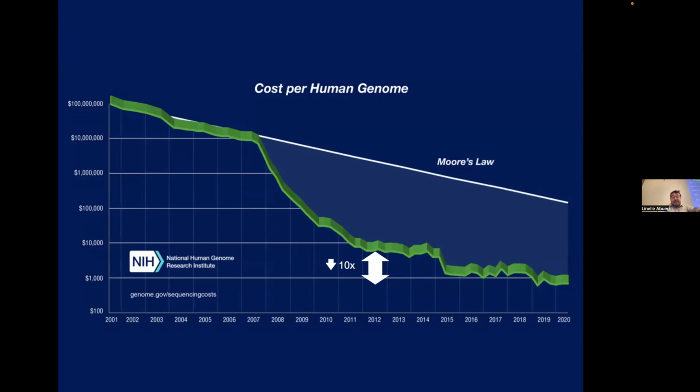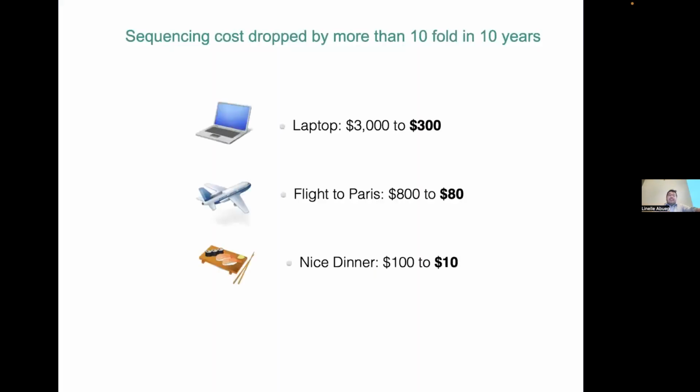To give you some context, from 2012 to 2022 we reduced the cost of sequencing by 10 times, a tenfold difference. You may say tenfold is not that much, right? Let's put it in context. If you have a laptop that's $3,000, tenfold is $300 a laptop. A flight to Paris would be $80, and a nice dinner, $10. So tenfold in science is a huge deal.